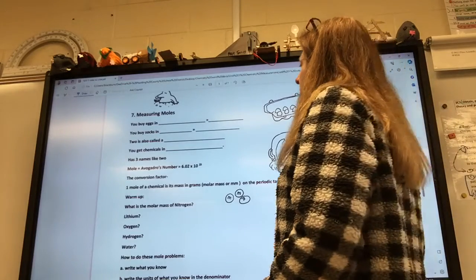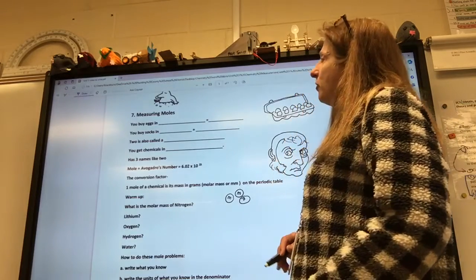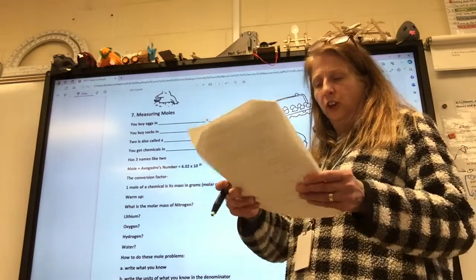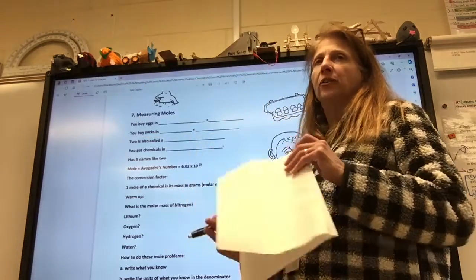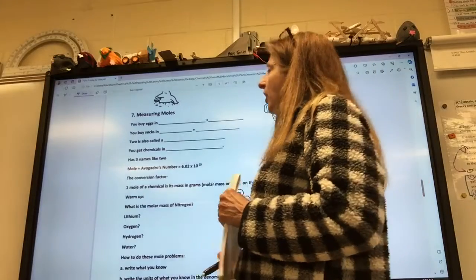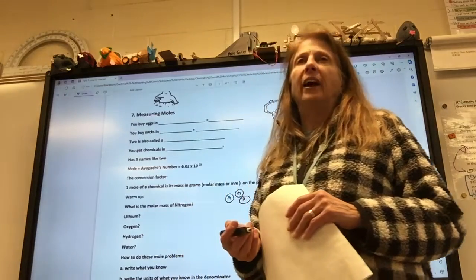Pete Townsend. Okay, measuring moles. Moles is a unit we use in chemistry class. So you're familiar with this idea.